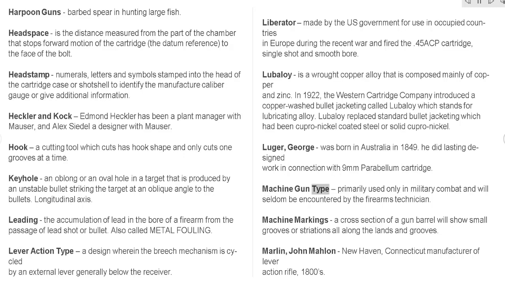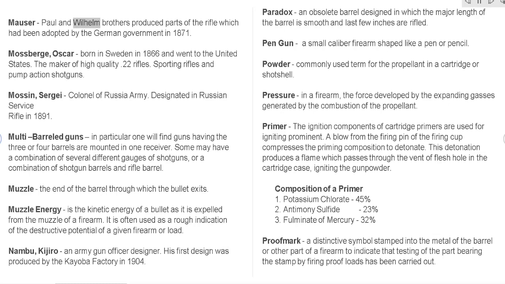Machine gun type, primarily used only in military combat and will seldom be encountered by the firearms technician. Machine markings, a cross-section of a gun barrel will show small grooves or striations all along the lands and grooves. Marlin, John Marlin, New Haven, Connecticut, manufacturer of lever action rifles, 1800s. Mauser, Paul and Wilhelm, brothers who produced parts of the rifle which had been adopted by the German government in 1871.